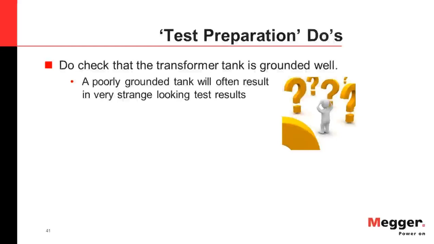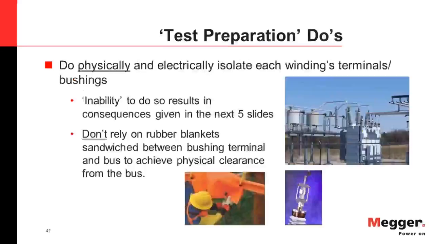The next is to physically and electrically isolate each winding's terminals or bushings. So electrically isolating isn't seemingly as big of a deal, but in some cases, physically isolating a winding's terminals may be challenging. You may be dealing with a case of very many messy and time-consuming connections. I'm sorry I didn't have a good picture of this. In fact, if someone has one, maybe you can shoot it over to me after this presentation. Or you may have a case where you have rigid bus connecting to the transformer, so disconnecting it might require a lift of some sort.